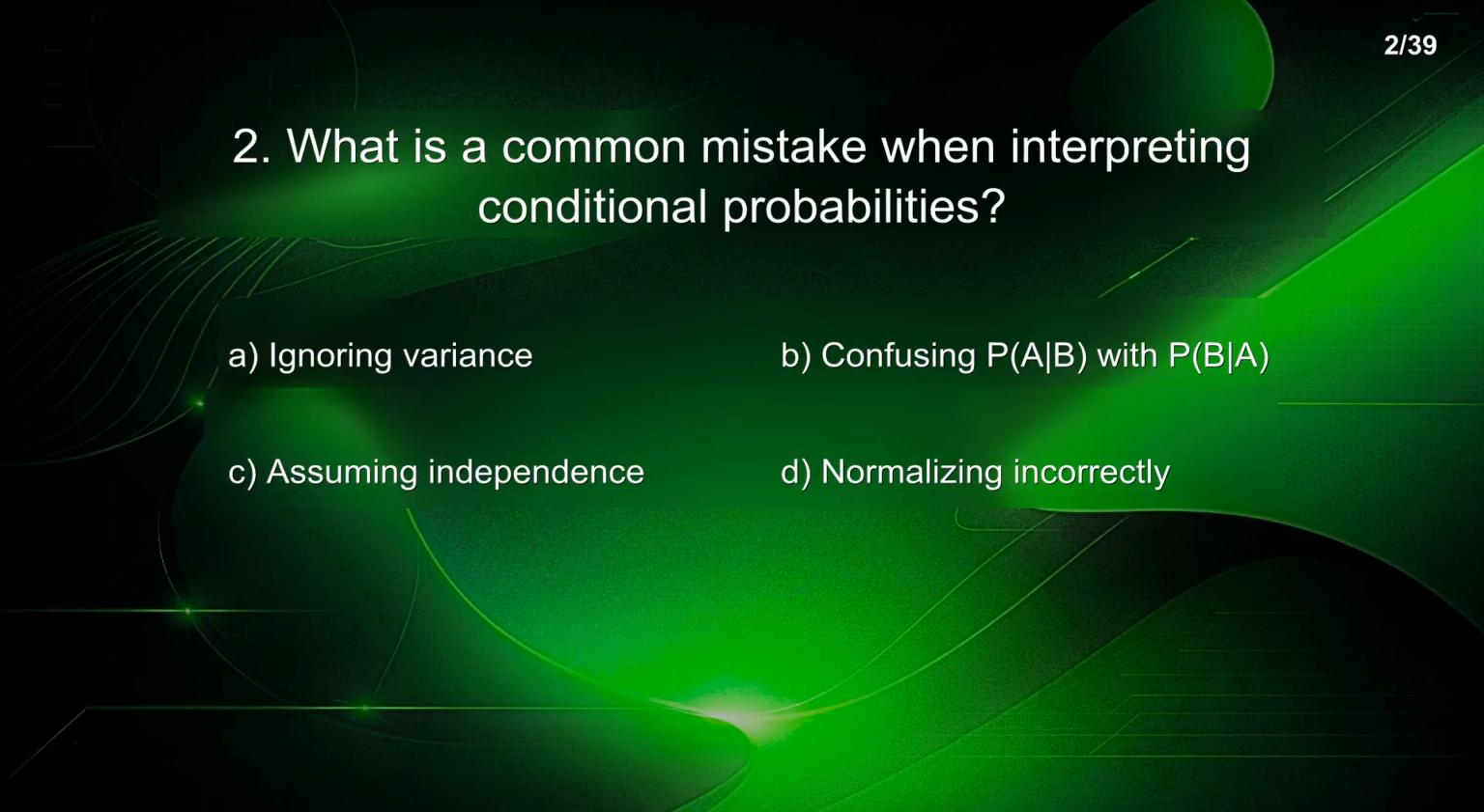Second question. What is a common mistake when interpreting conditional probabilities? A. Ignoring variance. B. Confusing P(A|B) with P(B|A). C. Assuming independence. D. Normalizing incorrectly. Correct answer is B. Confusing P(A|B) with P(B|A).